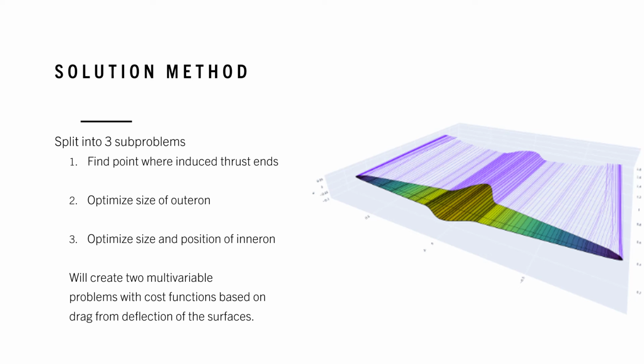Then once that size is set, I will optimize the inneron within those constraints and set it to produce an equal and opposite roll moment to the outeron. And I will optimize its position along the span and its length and chord fraction. Both of these will create multivariable problems with the cost functions based off of the drag from the panel method code.